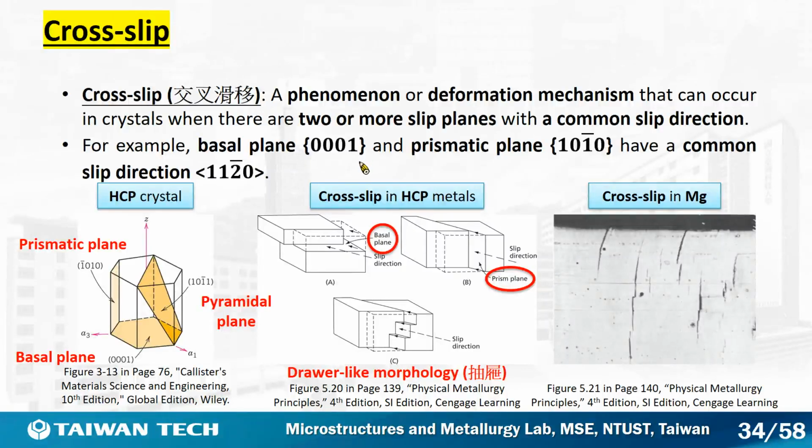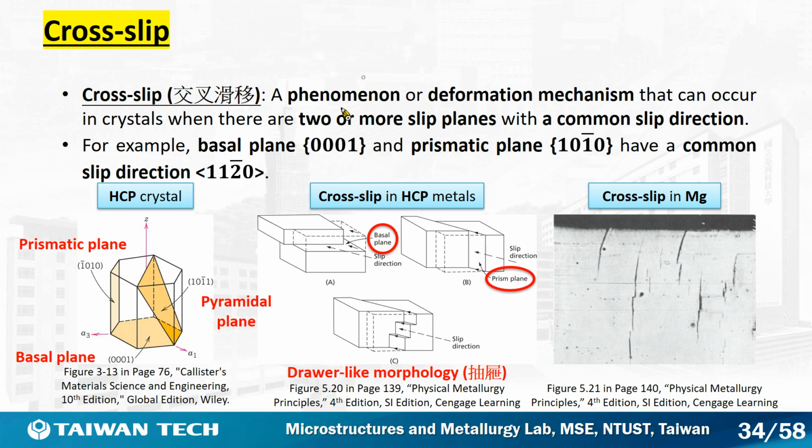Okay, now let's talk about cross slip. We know slip is a mechanism for dislocation motion, and the dislocation will move on the slip plane. And how about cross slip?